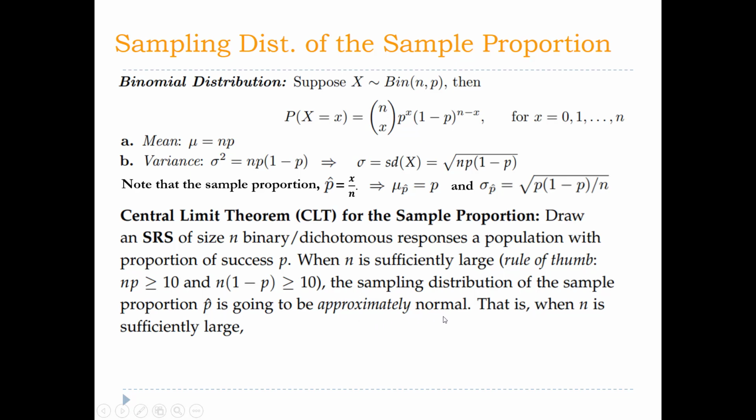This is very similar to the central limit theorem for the sample mean, where we said if n is sufficiently large, in that case when n is greater than 30, x bar is approximately normal. Here, we're saying that when n is sufficiently large so that n times p is at least 10 and n times 1 minus p is at least 10, then p hat is also going to be approximately normal. The mean of p hat, we said, is equal to p, and the standard deviation is equal to this.